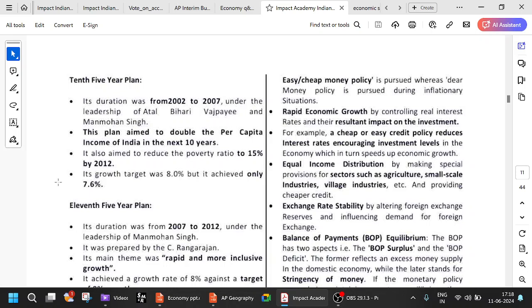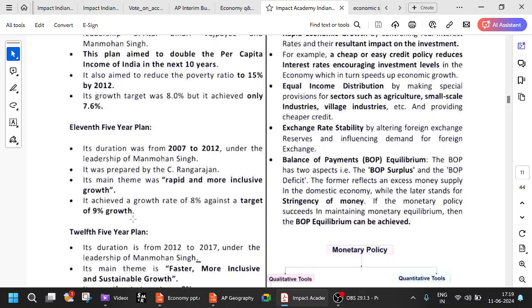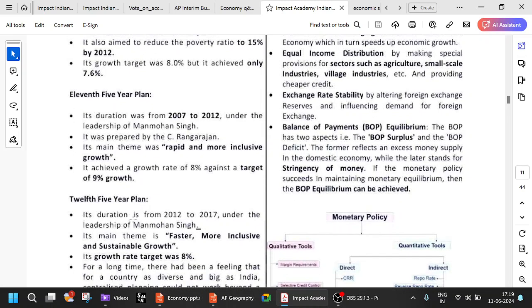The 10th five-year plan aimed to double the per capita income of India in the next 10 years and reduce poverty, and the target was very high, 8%, but achieved 7.6%. So the 11th is 2007 to 2012 under Manmohan Singh, prepared by C. Rangarajan, rapid and more inclusive growth, and it achieved a growth rate of 8% against a target of 9%. So it is during this period we have seen very high growth rates, 8%, 9%, and all those things. So in the eighth, for the first time, we got 6.8%.